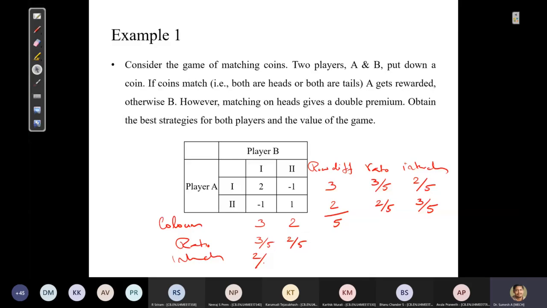So the strategies for player A are 2 by 5 and 3 by 5, and similarly for player B, 2 by 5 and 3 by 5. The value of the game will be 2 into 2 by 5 plus minus 1 into 3 by 5. What will be the value? 1 by 5. Yeah, the value will be 1 by 5. So that is solved over here.